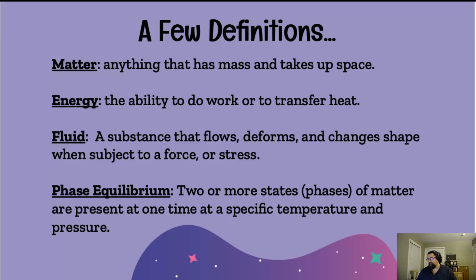And then a phase equilibrium, which is two or more states of matter are present at one time, which when we go to a phase diagram, we're going to kind of dive into that. So think about like a glass of ice water. You have both ice and water mixed together, two different phases at the same time. It's not like as soon as you mix them, that water chooses whether to be solid or liquid and jumps from one to the other.